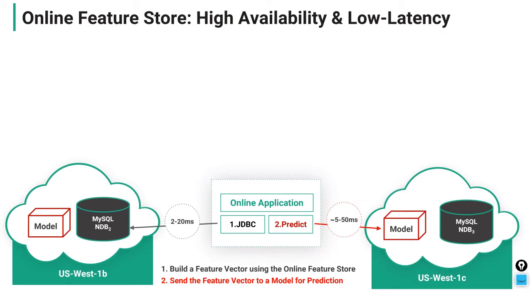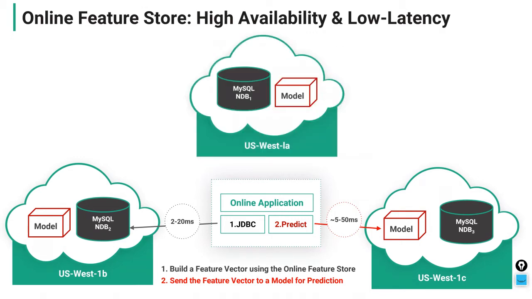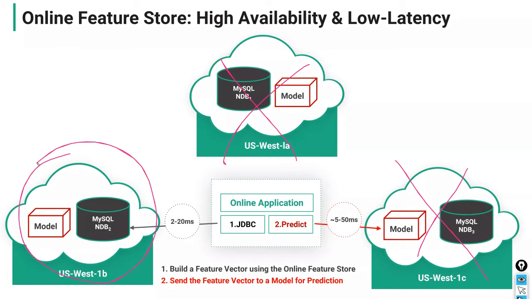So what's interesting about our platform is the database we're using for the online feature store is called MySQL Cluster. It is highly available in the cloud, so you can make it highly available across availability zones. So if one of these availability zones decides to crash, or even if two of them, because it's not a quorum-based system, it's actually using a non-blocking two-phase commit protocol. So if you just have one of these availability zones alive, the application can still retrieve the feature vectors.